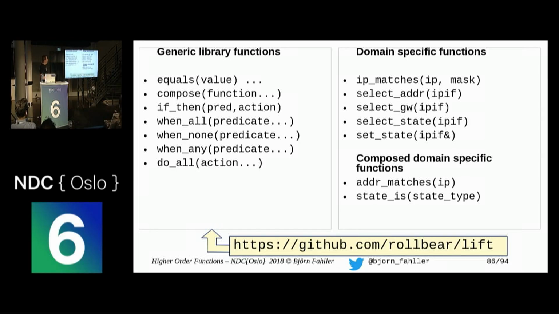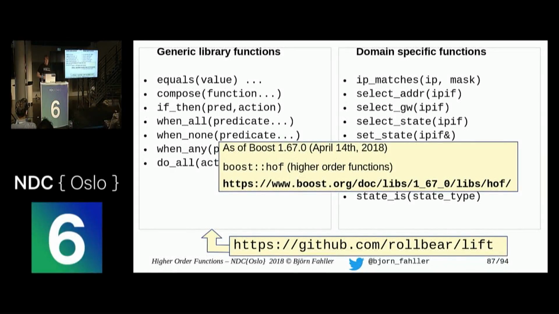But that was then, when I wrote this. 2 months ago, almost to the day, Boost 1.67.0 was released, and it has Boost Hof, higher order functions. I haven't used it because I actually only learned about this last week. I haven't even written a hello world with it, but I've briefly glanced through the documentation, and to my surprise, there is very little overlap between this library and Boost higher order functions.